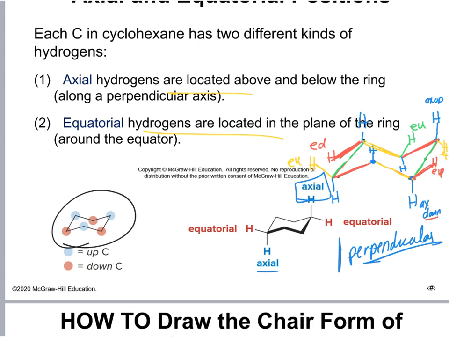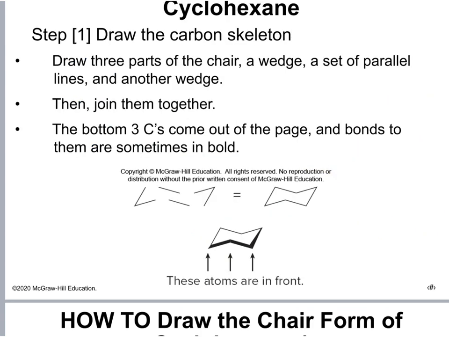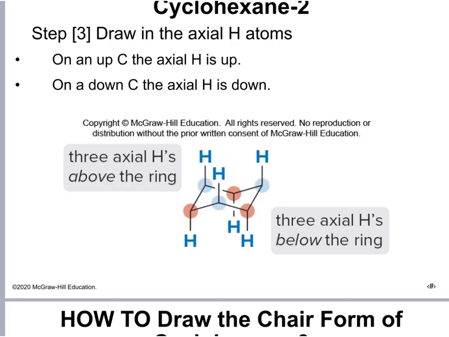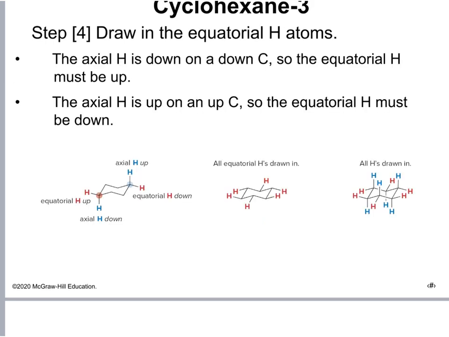Each carbon has to have two things: an axial and an equatorial. One's going to be down, one's going to be up. The book gives you some ideas on how to draw these. You can see that you have 3 axials below the ring and 3 axials above the ring. What's important then is to draw in your equatorials.